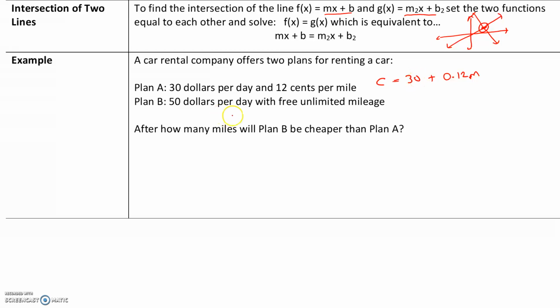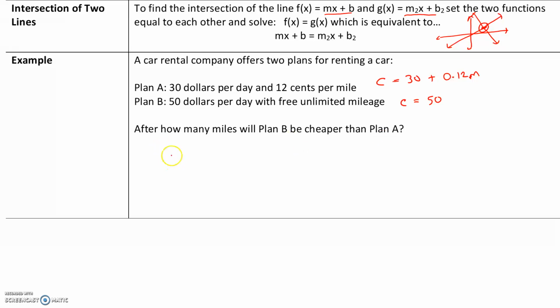Plan B, it's $50 per day with unlimited mileage. So the cost under the second plan is just $50 per day. It doesn't matter how many miles we drive. So the question is, after how many miles will plan B be cheaper than plan A? Now let me explain this real quick.